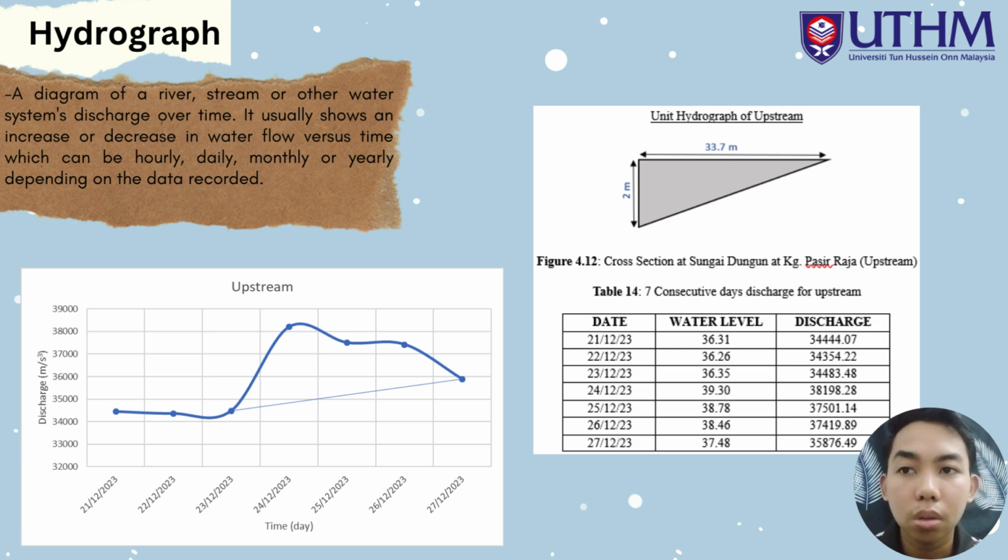It usually shows an increase or decrease in water flow versus time, which can be hourly, daily, monthly or yearly depending on the data recorded. To plot the graph for the hydrograph, we use the discharge that we get from the Manning equation.